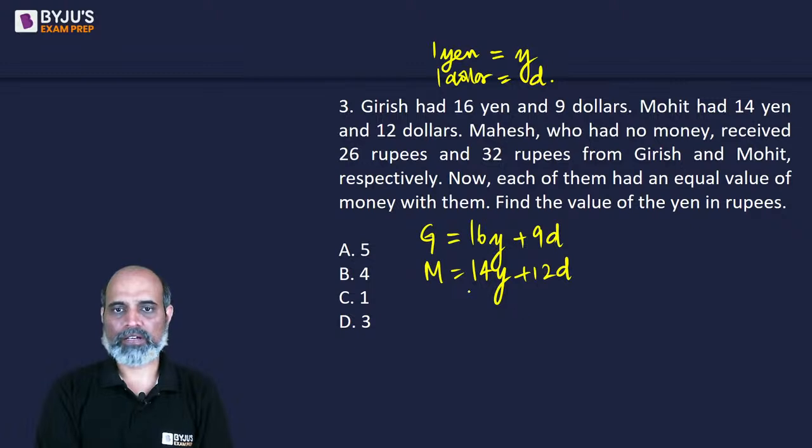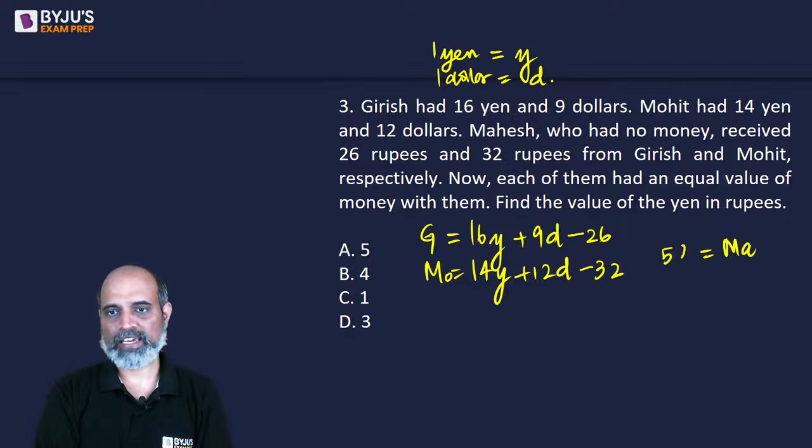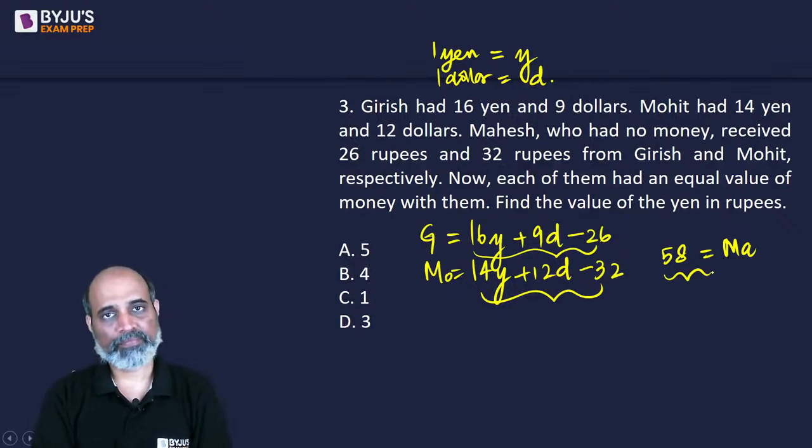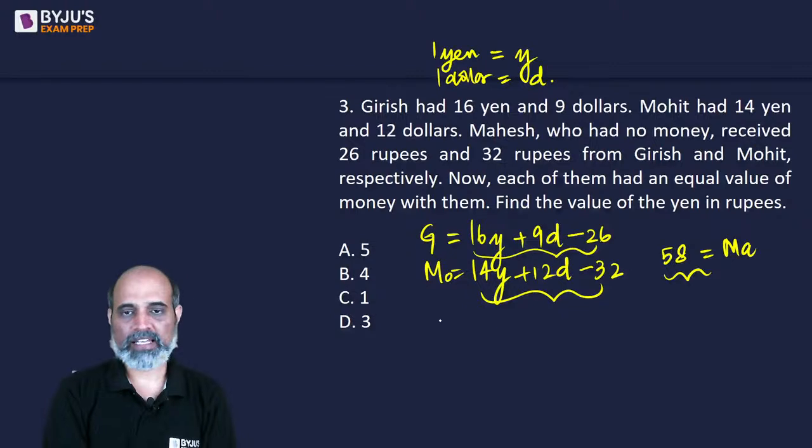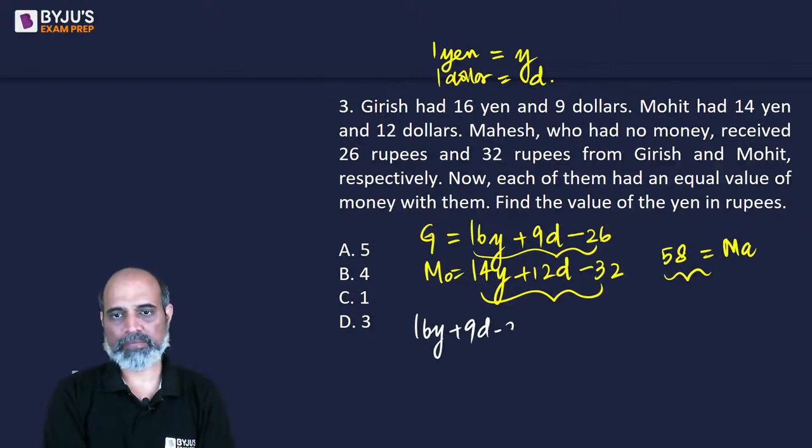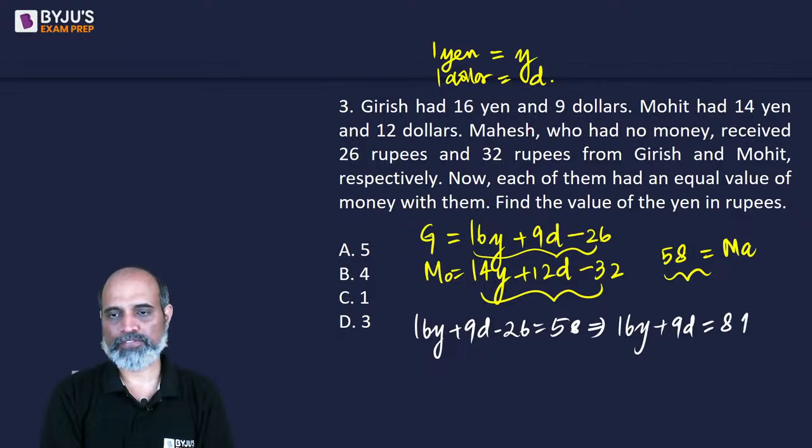If you talk about Mahesh now, he receives 26 rupees, so that means 26 is subtracted from Girish's amount. And 32 rupees from Mohit, so 32 is subtracted from Mohit's. So Mahesh will have 26 plus 32, which is going to be 58 rupees. And it is given that each of these 3 are the same. So we can say that 16y plus 9d minus 26 is 58. That results in 16y plus 9d is equal to 84.